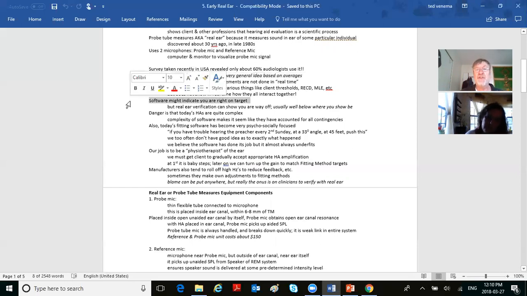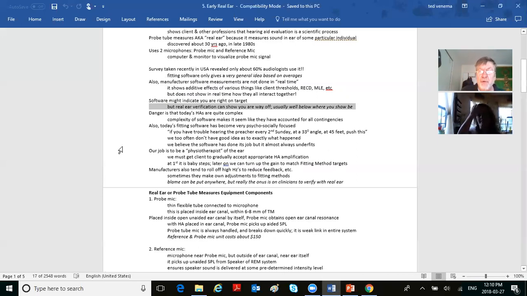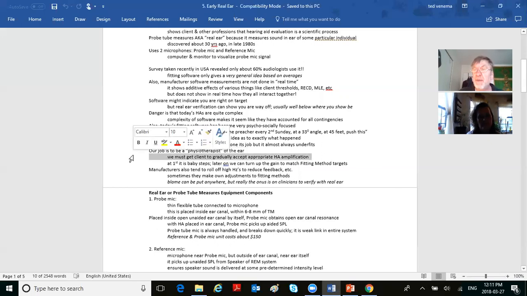Here's something else to put a star by. Software might indicate you are right on target, but real ear verification often shows you are well off, way off. Okay? And it's not because the software is wrong, and it's not because the manufacturers are evil. It just means that the manufacturer's software gets you into the ballpark, and it's looking at the average person. Everybody's different. So your job is to actually complete the job of fitting the hearing aid. We should be physiotherapists of the ear, literally. We've got to get the client to gradually accept hearing aid amplification.